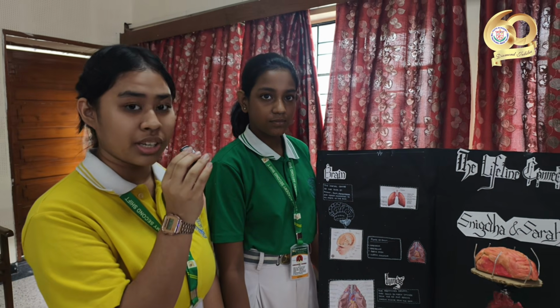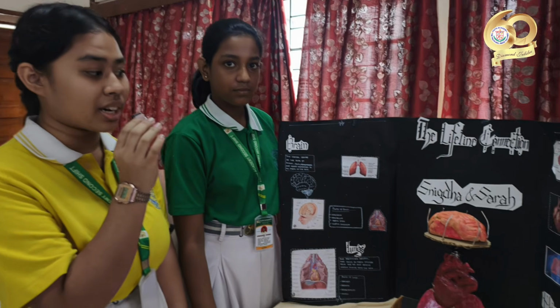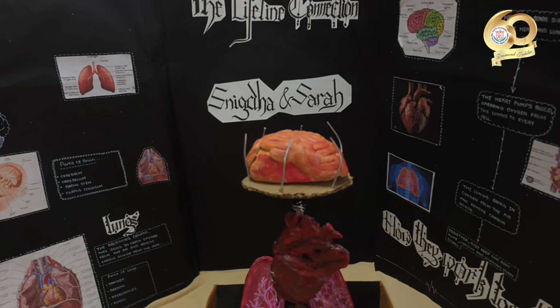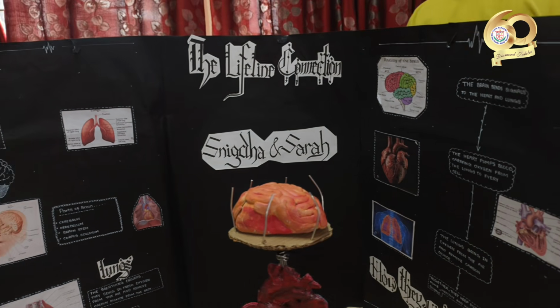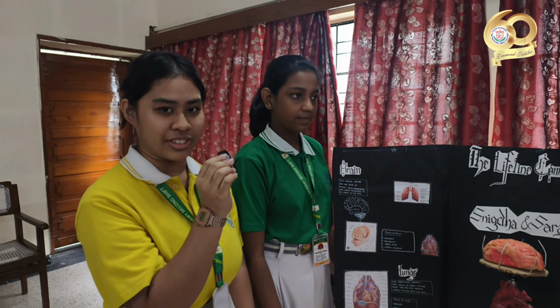The right side of the brain controls the left side of the body, and the left side of the brain controls the right side of the body. The right side of the brain is responsible for language and logical thinking. The left side of the brain is responsible for creativity.